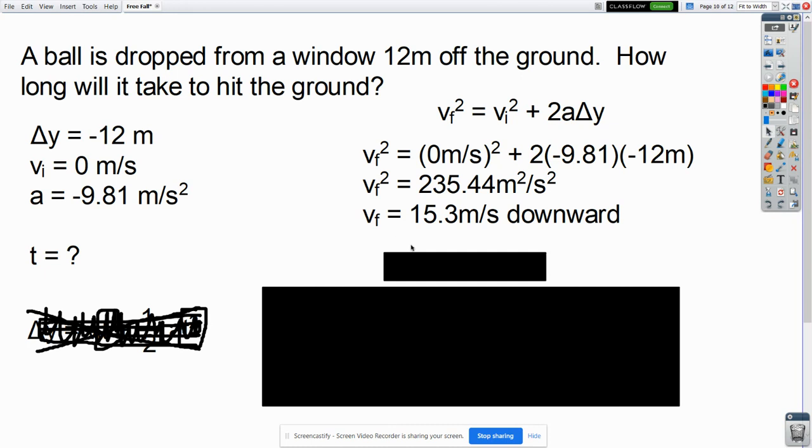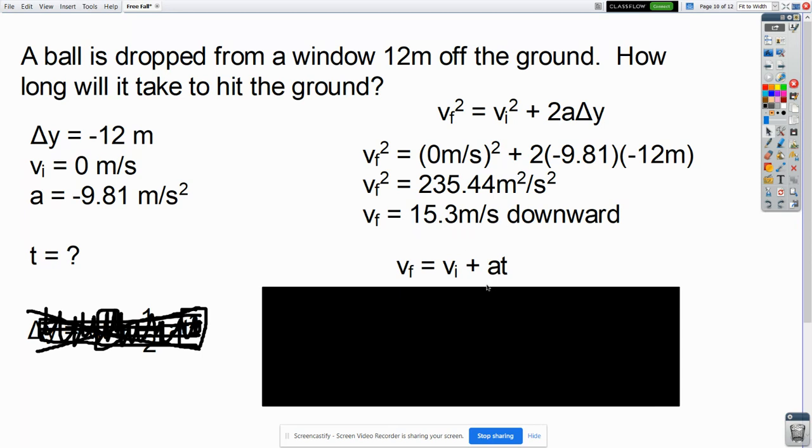We got to remember this object is falling, it is moving down. So technically speaking, it really is negative 15.3 meters per second. Now I can use this kinematic equation to find the time. Something a lot simpler. Again, this calculation here is going to take you less than a minute to do, because you're going to recognize that 0 squared is 0, and that's just 2 times negative 9.81 times negative 12. You're going to type that in the calculator, you're going to square root it, you're going to be done with it in less than a minute, no big deal.